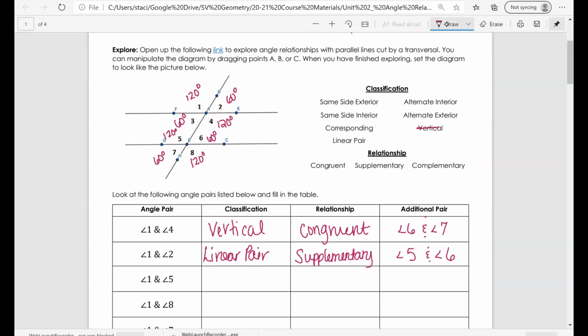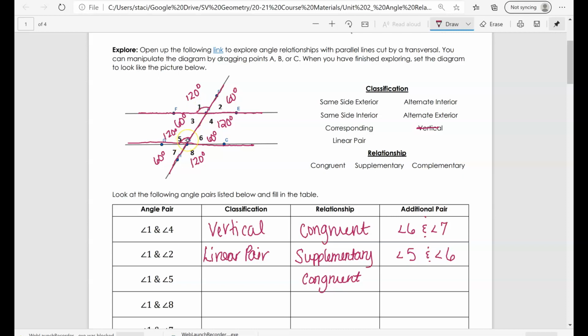The next one tells us to look at angle 1 and angle 5. If I look at angle 1 and angle 5, I can see they're both 120 degrees, so their relationship is that they are congruent. Notice that if I have my 2 parallel lines cut by the transversal, we have a cluster of angles 5, 6, 7, 8, and a cluster of angles 1, 2, 3, 4. Angles 1 and 5 are both on the left side of the transversal, and they're in the top position of each set of parallel lines.